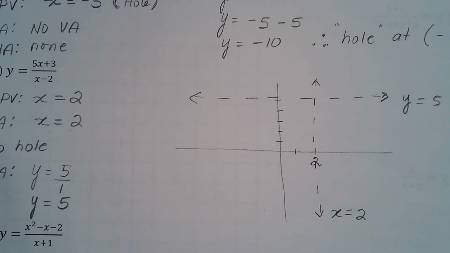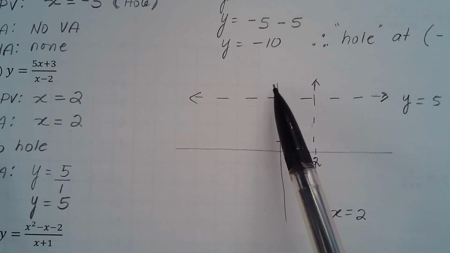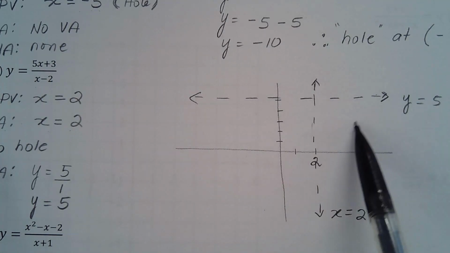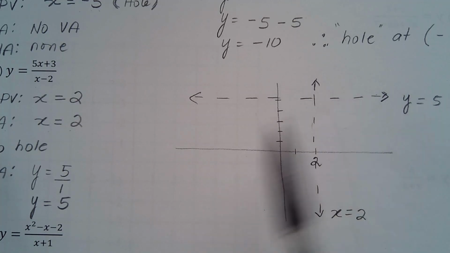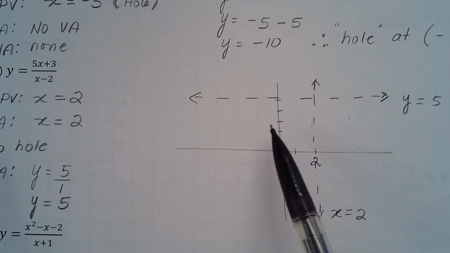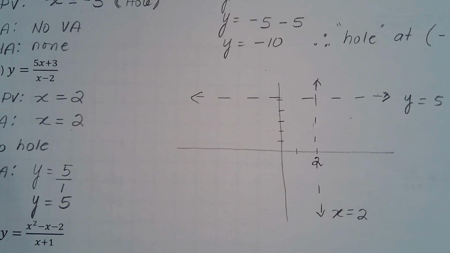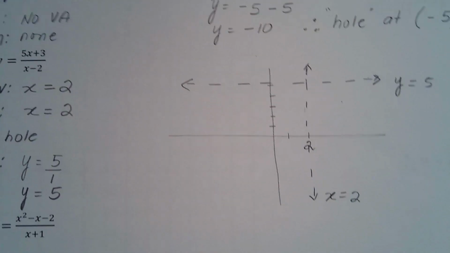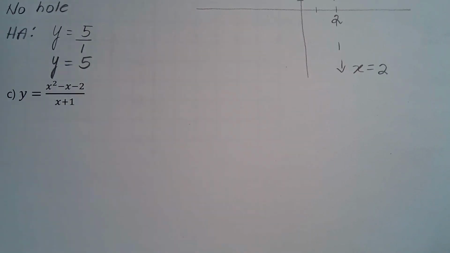Okay, so your graph will be in two of the areas in here. It's either here and here or here and there. We'll figure that out. So far so good? Let's take a look at letter C.